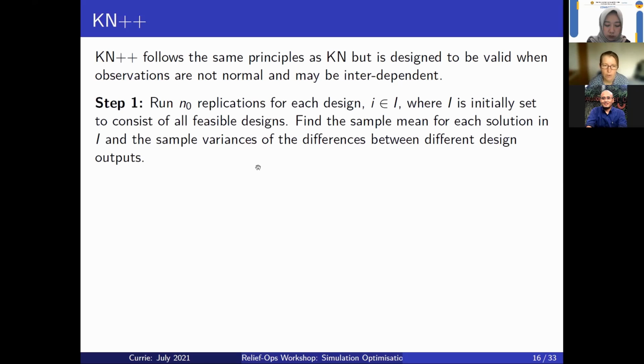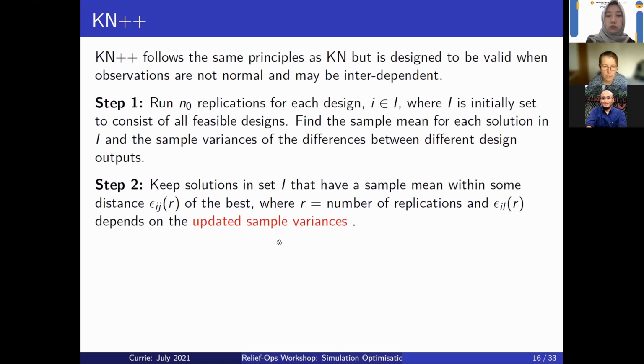KN++ then will follow the same step 1. So we're going to find the sample means and the sample variances of the differences after running our initial replications. Step 2, this red part is the bit that's different. Instead of calling it W, I've called it epsilon. So I've changed the notation very slightly just to emphasize it's a different routine really. But the key part here is KN++ will update our sample variances. So it won't just use the ones that we calculated on those initial 3 to 5, very small number of replications in our initialization.